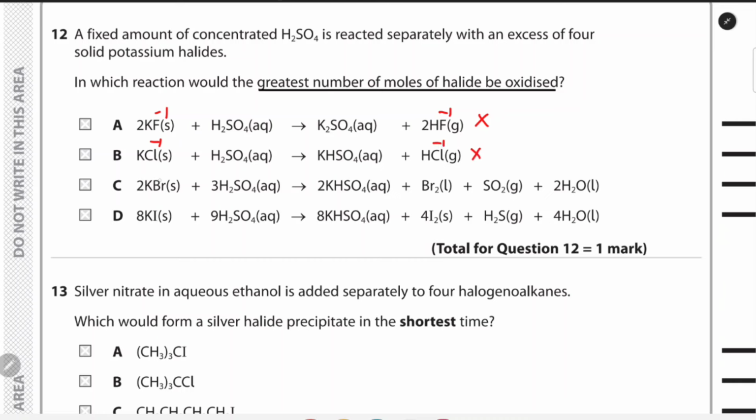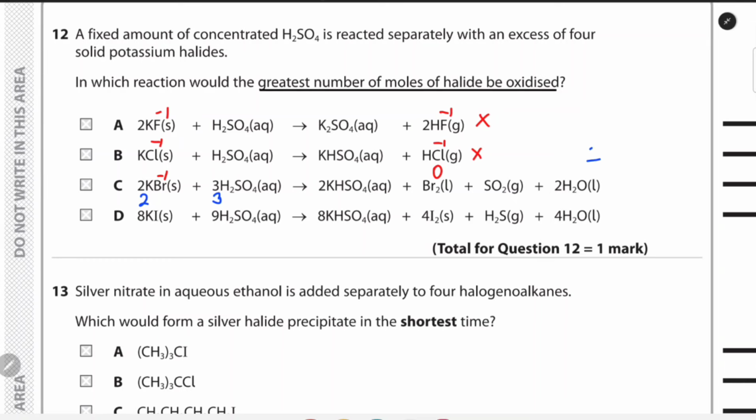If I look at the third equation, we have bromine with an oxidation number of -1, so it has KBr, where the bromide ions have an oxidation number of -1. And on the right, we have bromine. In this, the oxidation number of bromine is 0. So bromine has been oxidized. If I look at the ratio of H2SO4 and bromine, 3 moles of H2SO4 has oxidized 2 bromide ions. So 2 by 3 moles of bromide ions are oxidized by 1 mole of H2SO4.